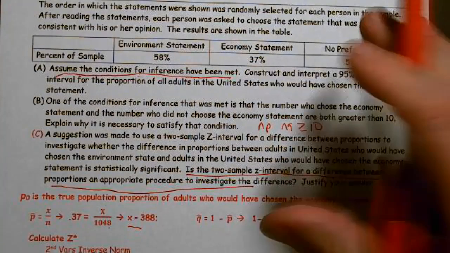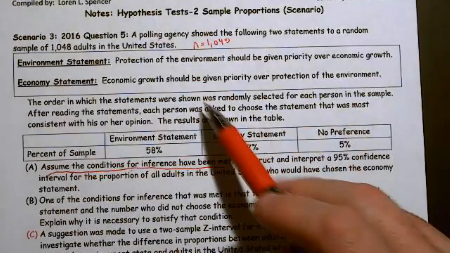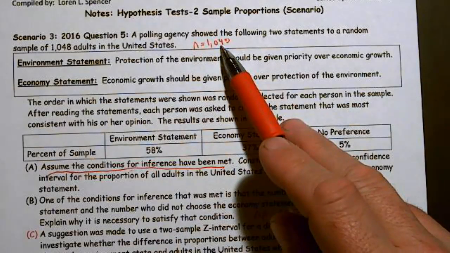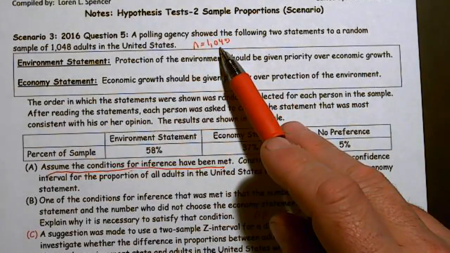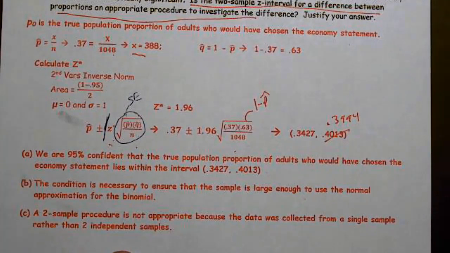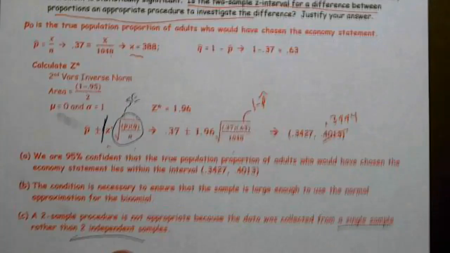Well, how many samples did I take? I only took one. Because I only took one, it's not. So a two-sample procedure is not appropriate because the data was collected from a single sample, right? We would have to have two independent samples in order to do a two-sample procedure.